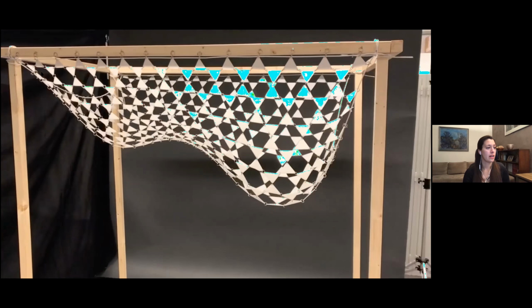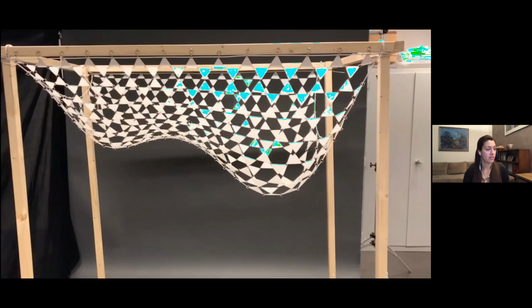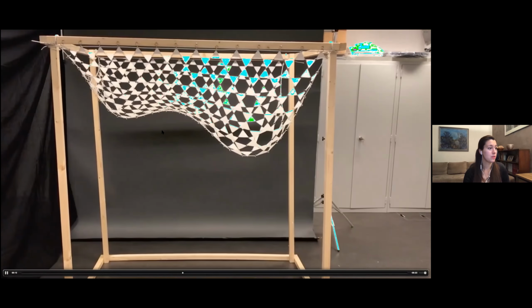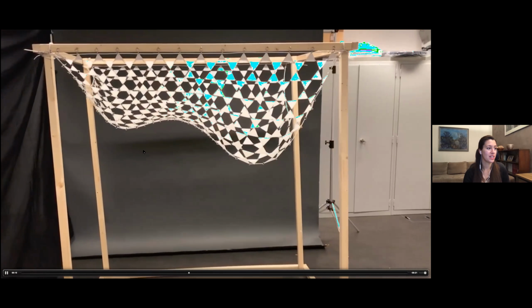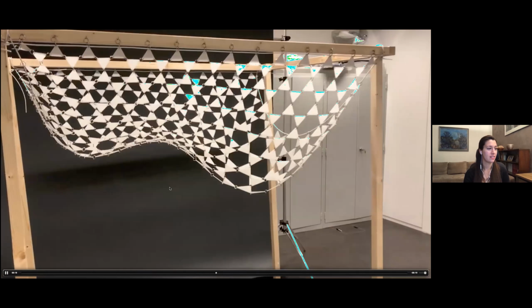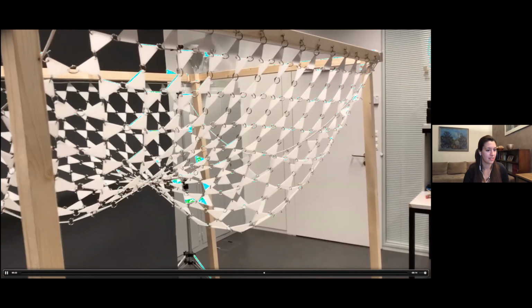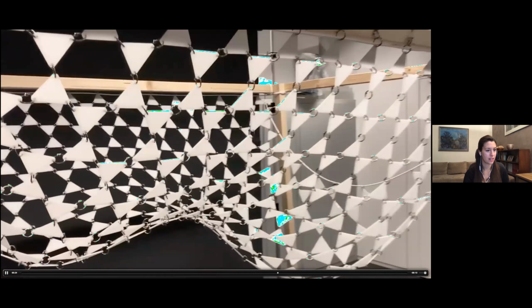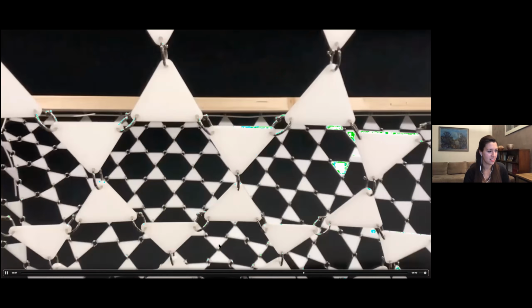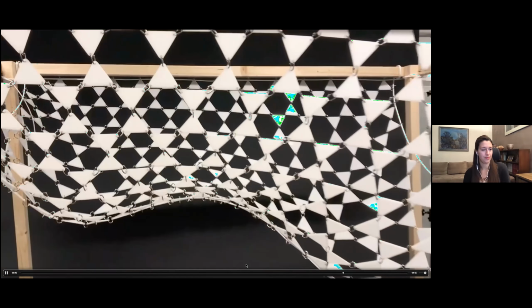But still, we are able to achieve the negative Gaussian curvature, which again, to me, was non-intuitive when we started doing this, that this wouldn't fall down. But yeah, this is the final result. And again, I'm sorry for the blue artifacts happening on the video.